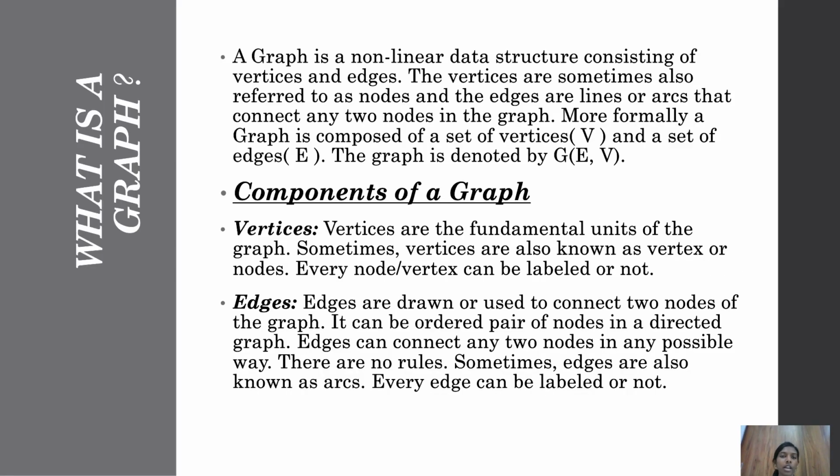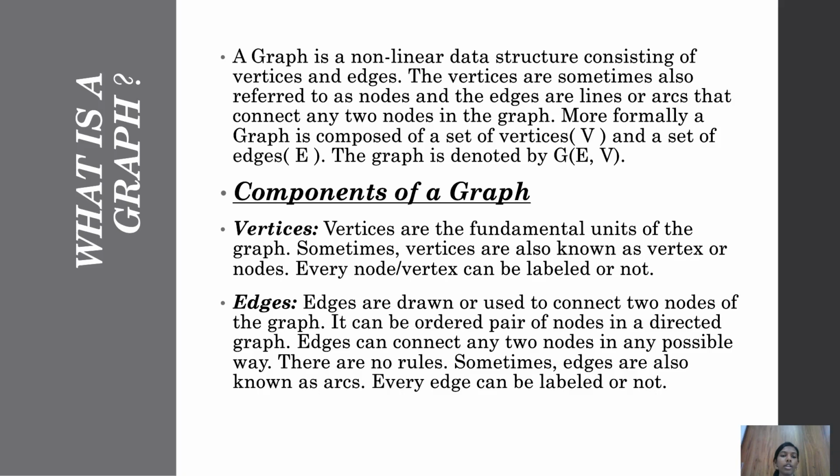What is a graph? A graph is a non-linear data structure consisting of vertices and edges. The vertices are sometimes also referred to as nodes, and the edges are lines or arcs that connect any two nodes in a graph. More formally, a graph is composed of a set of vertices and a set of edges. The graph is denoted by G(E, V).